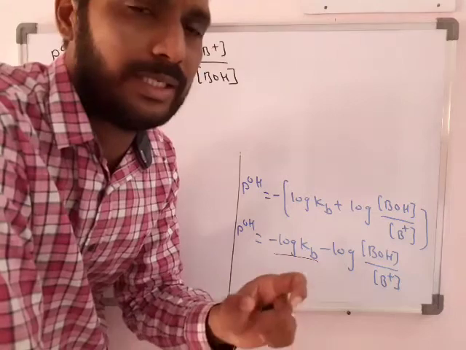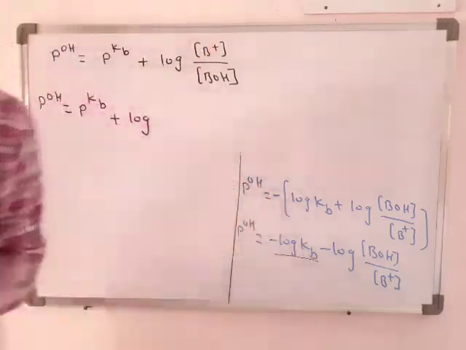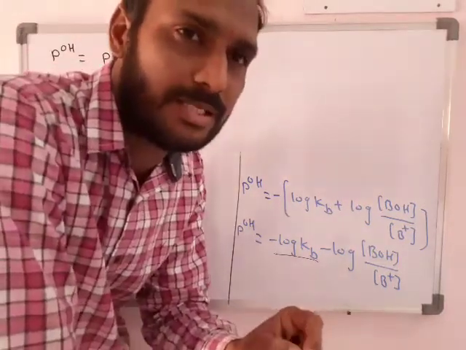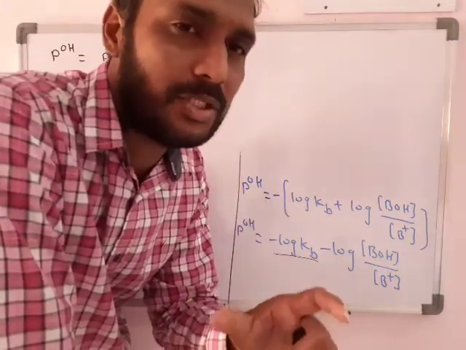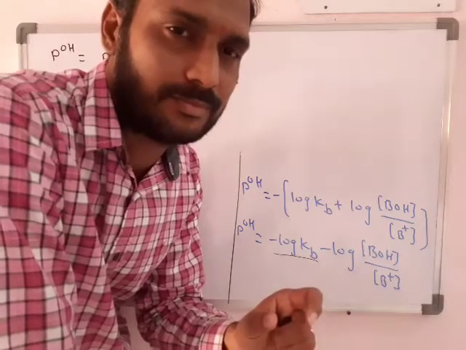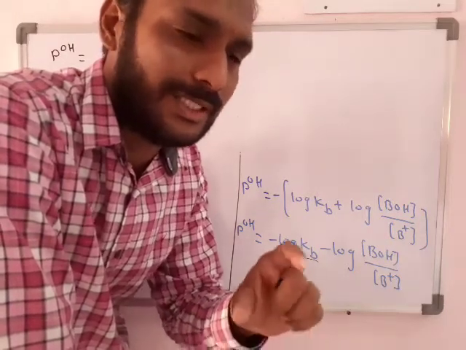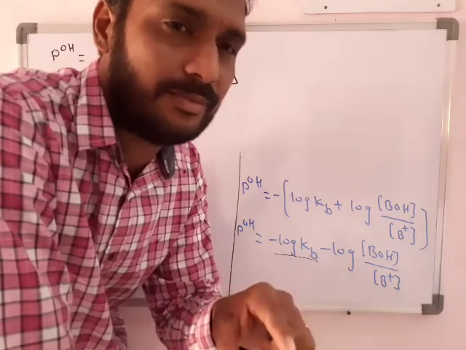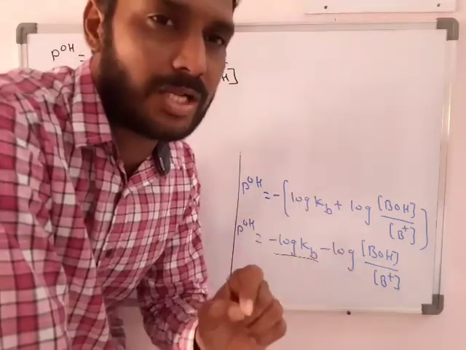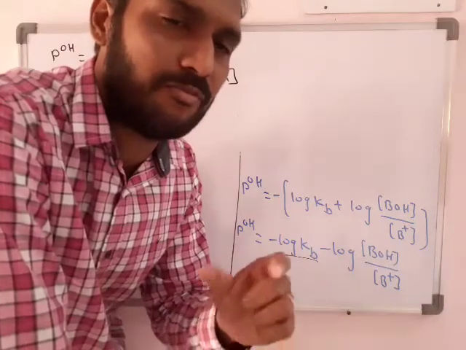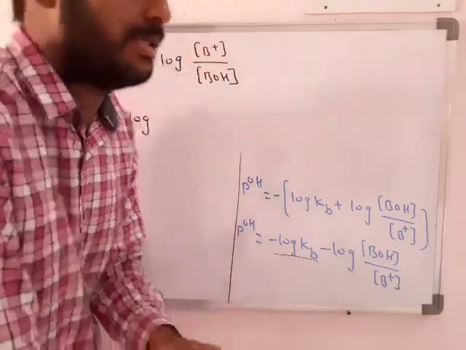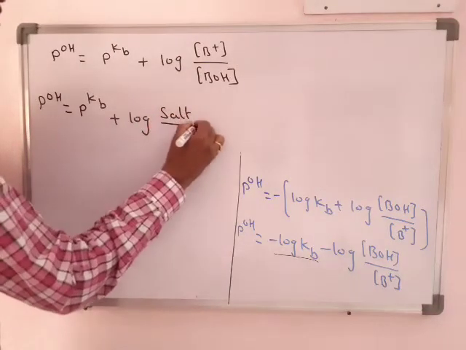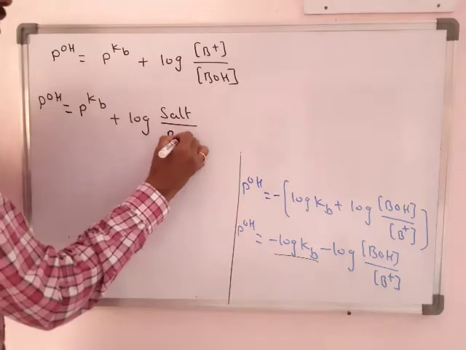Okay, so we are taking this B plus as nothing but the concentration of salt. Because the salt also has B plus ion in it, since the salt is formed from that weak base. So in the place of B plus we can write the concentration of salt formed from the weak base.